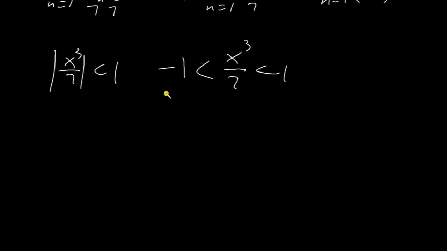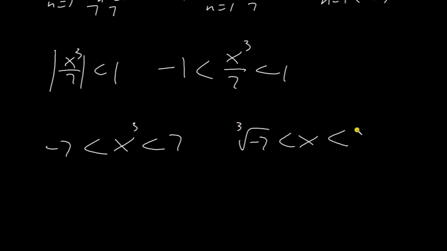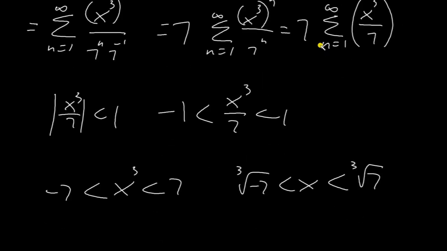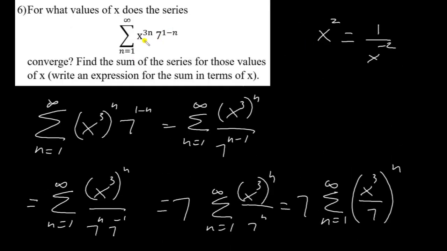And then I can multiply by 7. I'll get -7 is less than x cubed is less than 7. And then I'll take the cube root, and I will get that the cube root of -7 is less than x is less than the cube root of 7. So if the x value here is anywhere in between the cube root of -7 and the cube root of 7, then the series will converge, or else it's going to diverge.